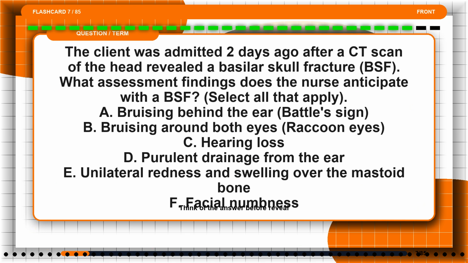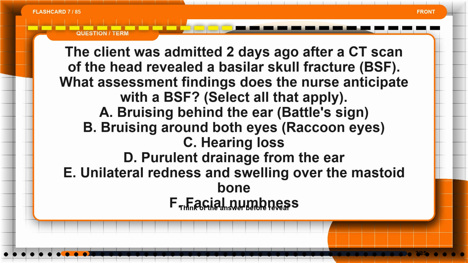Flashcard 7. The client was admitted 2 days ago after a CT scan of the head revealed a basilar skull fracture (BSF). What assessment findings does the nurse anticipate with a BSF? Select all that apply.